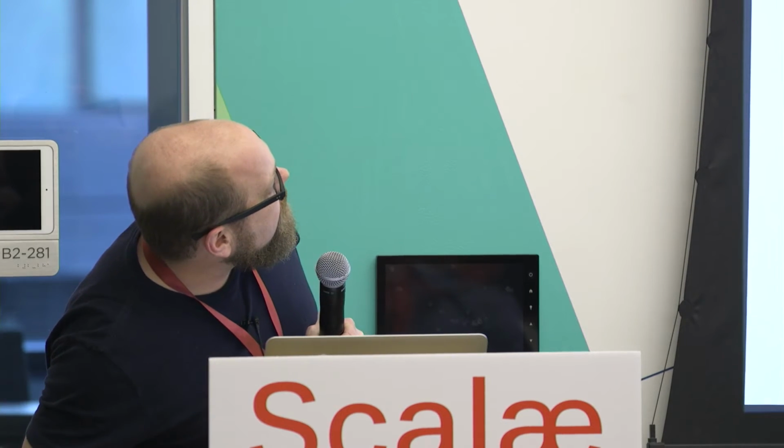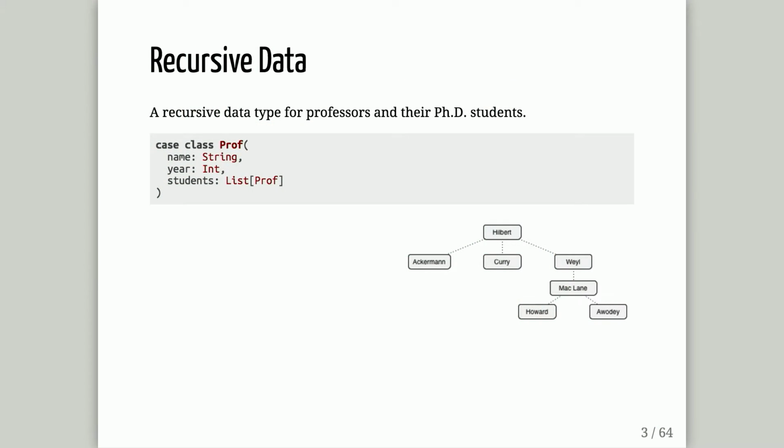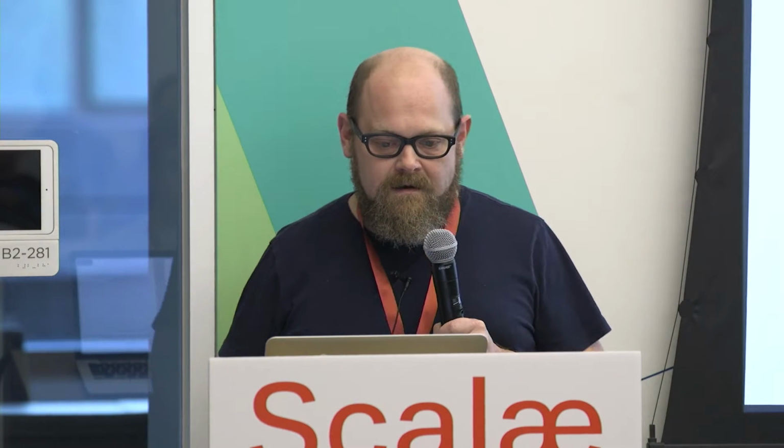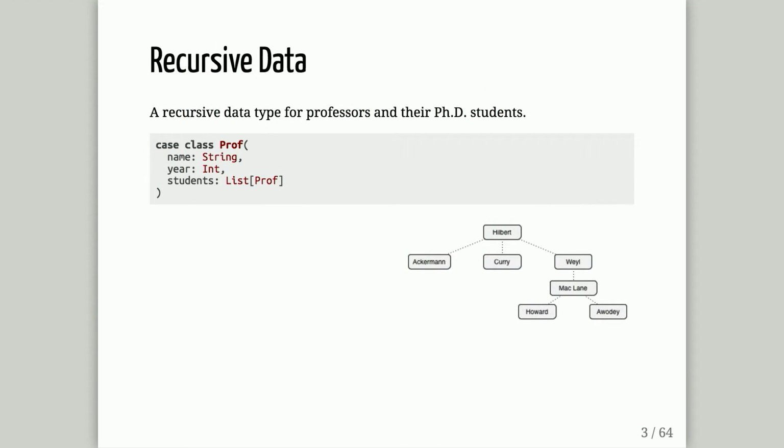Let's look at a recursive data type. Okay, so here is a simple recursive data type, and the idea is these are university professors and their PhD students who also became professors. So we have a case class, we have a name, and we have the year they got their PhD, just so we'll have some data. And then the students are a list of professors. So it's a recursive data type. And if you look down at the bottom, there is an example. There's David Hilbert with 3 of his students, and Weil and McLean have a couple students down there as well.